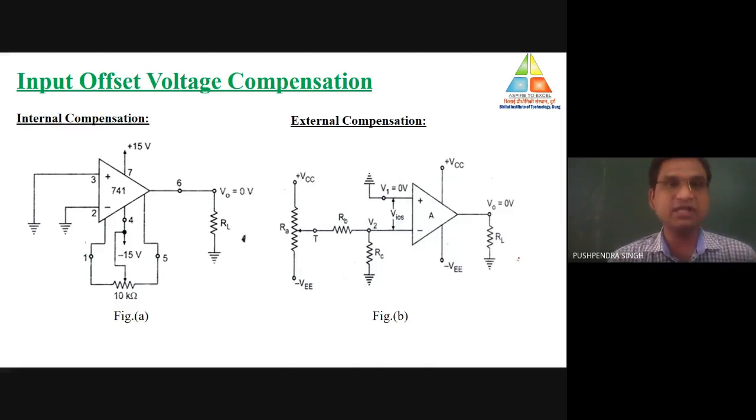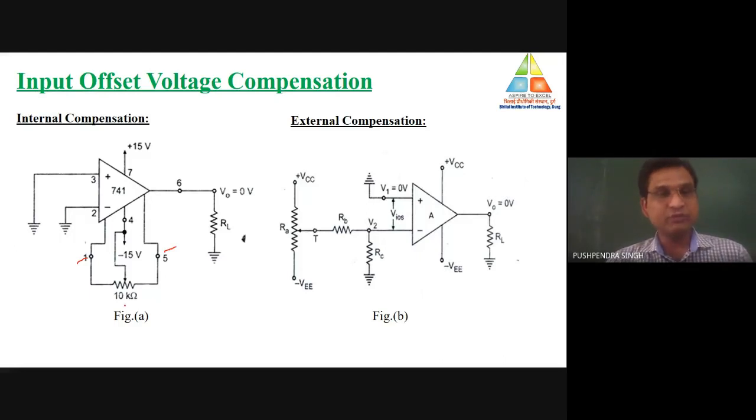In case of internal compensation, in the IC 741 op-amp, 2 pins are internally provided. Those pins are nothing but pin number 1 and pin number 5. So in between these 2 pins, we connect a potentiometer, and the value of that potentiometer, as advised by the manufacturer, should be 10 kilo ohm.